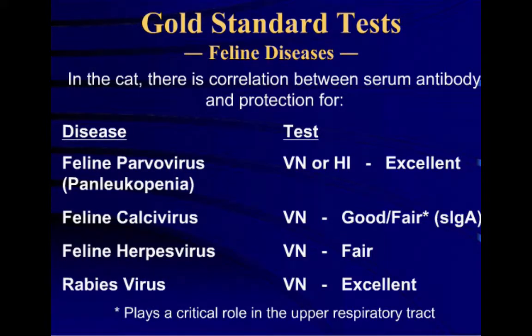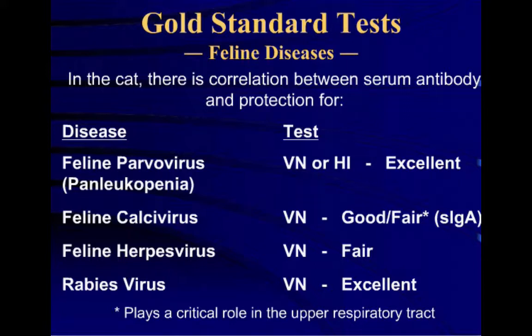For the cat, the best correlation happens to be a virus neutralization or an HI test for feline parvo. And as all of you know, feline parvo is probably the ancestral virus for canine parvo. So we're really dealing with one and the same virus, and everything would be similar as you'd expect.